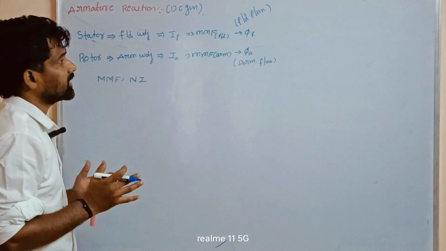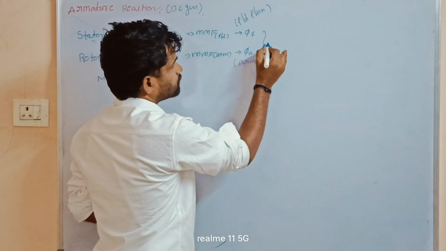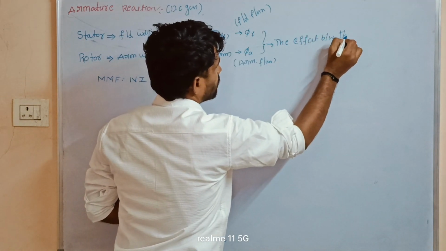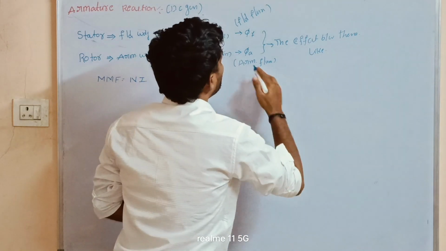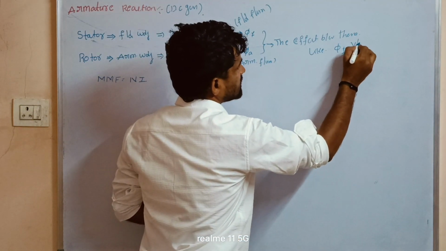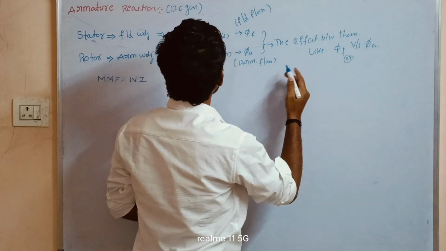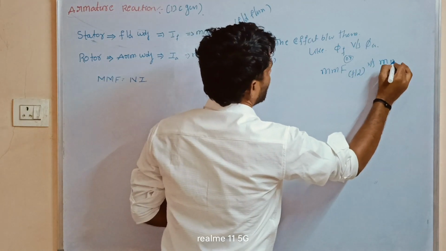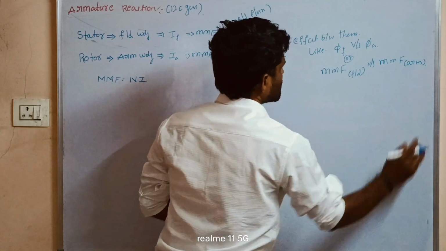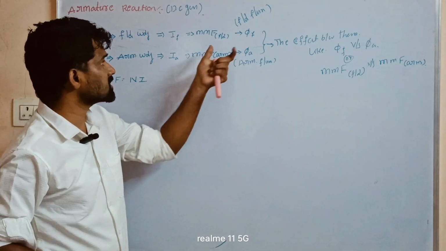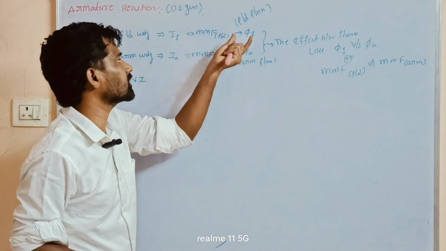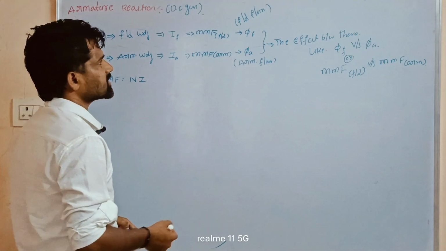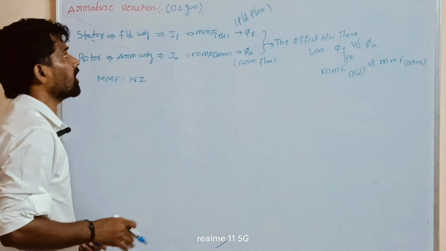Now coming to the armature reaction. The armature reaction is nothing but the effect between them, like field flux versus armature flux, or MMF in the field versus MMF in the armature. So the armature reaction is the effect between the stator field and the rotor field. The stator field consists of the resultant field flux and armature flux. The effect of field flux and armature flux is nothing but the armature reaction. We can also call it the effect of the MMF of the field and the MMF of the armature. That is nothing but the armature reaction.